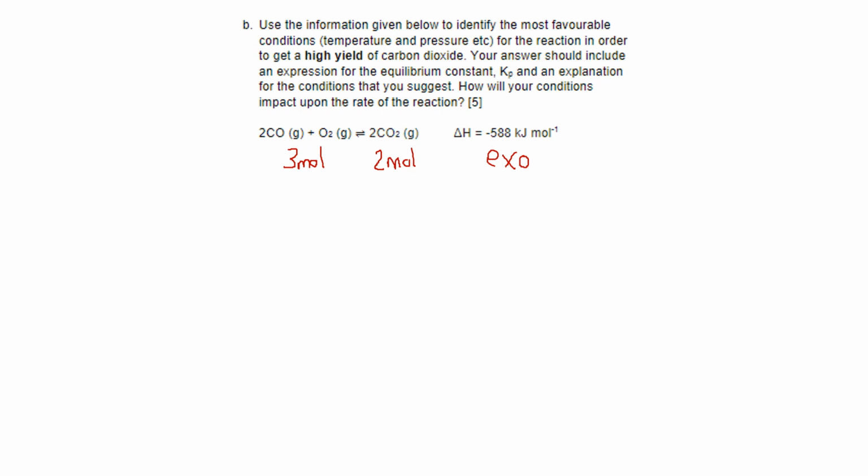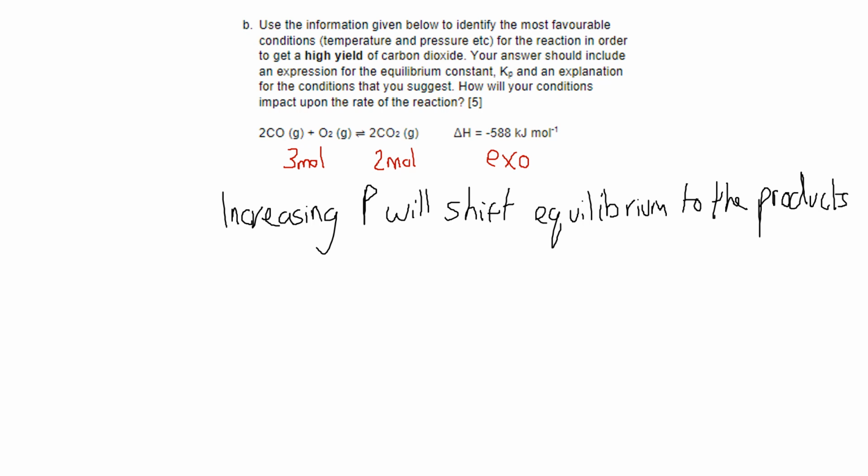So when we apply Le Chatelier's principle to this problem, if you increase the pressure, it'll favour the side with the least amount of pressure. So that will favour the side that only has 2 moles of gas. So to increase the yield of CO2, we increase the pressure. Yeah, so increasing the pressure will shift equilibrium to the products because there are only 2 moles of gas as opposed to 3 moles. And remember, Le Chatelier's principle basically says it's trying to minimize the change. So if you increase the pressure, it favors the side with the least amount of pressure.